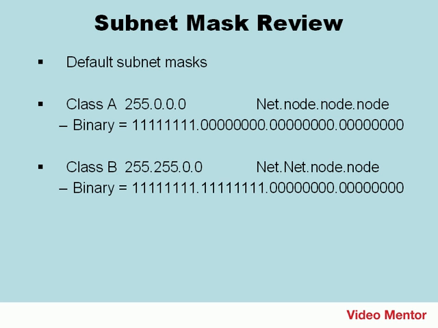Class B default is 255.255.0.0. So the first two octets deal with the network portion, and the last two deal with the node portion. In binary, we have 16 ones and 16 zeros.